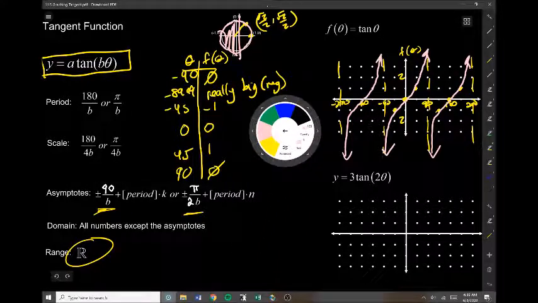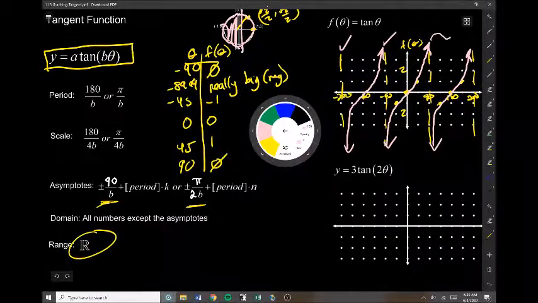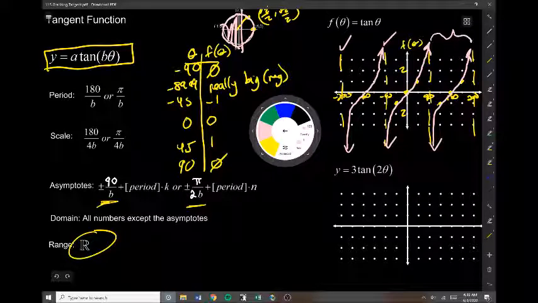Okay, let's talk about the domain and the asymptotes. This has asymptotes at 90, and then again at 270, and at negative 90 and negative 270. Each asymptote has a distance apart of 1 period. The period is 180.